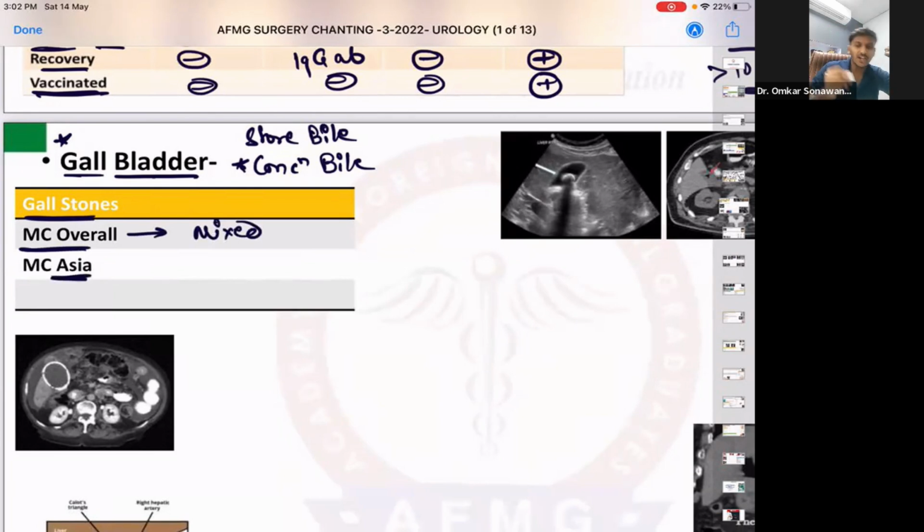Whereas the most common gallstones in Asia are pigmented gallstones. Oxalate stones are usually the renal stones; remember, we will discuss them later. Most common gallstones in Asia are pigmented gallstones.